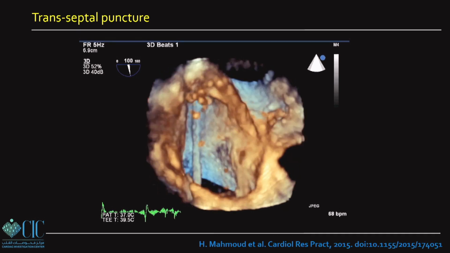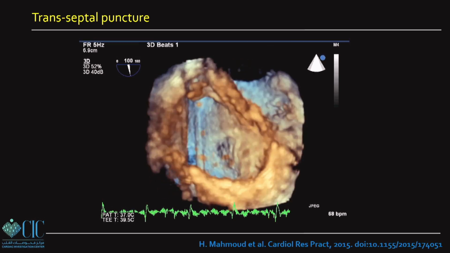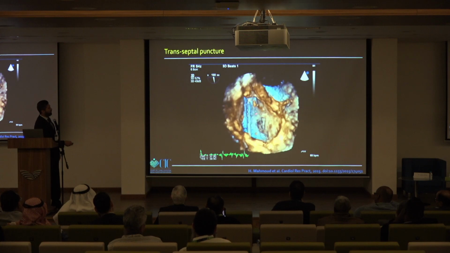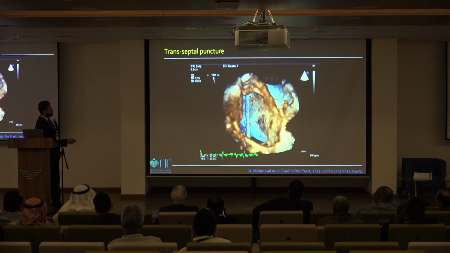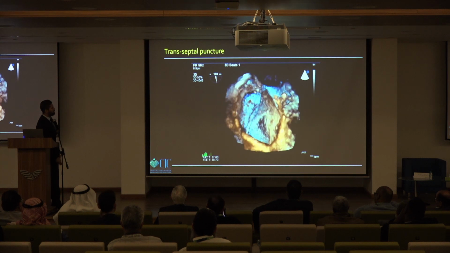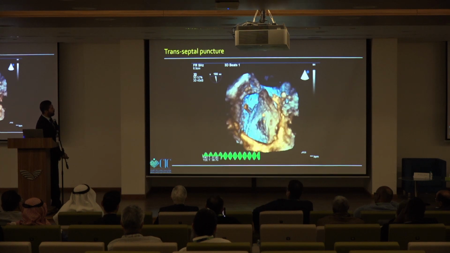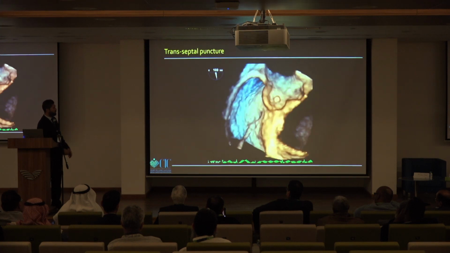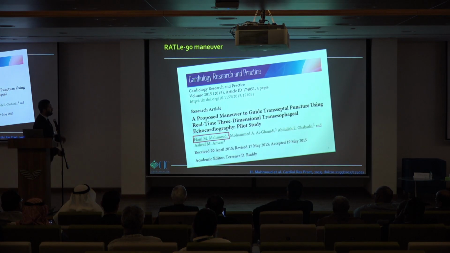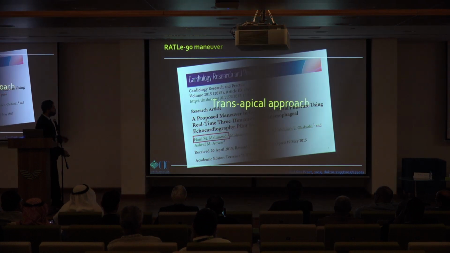Transeptal puncture, we have seen that a lot. The rattle maneuver to get the surgically oriented view of the interatrial septum from the right side. You can see a catheter coming from the IVC towards the SVC, and this is the fossa. You can see the catheter coming down to impinge or tent the septum. You can guide this very easily using the rattle 90 maneuver, and we have published this.